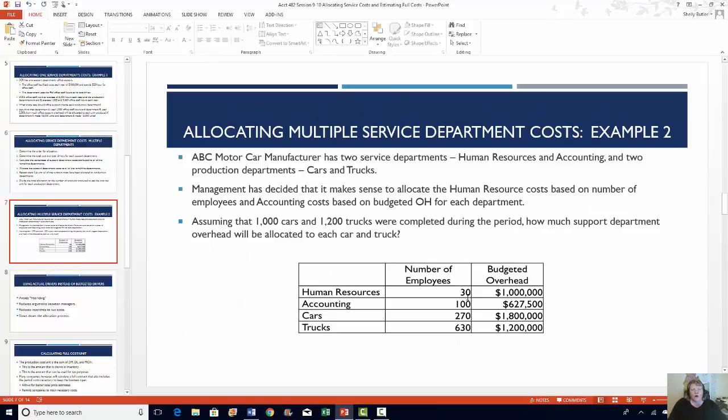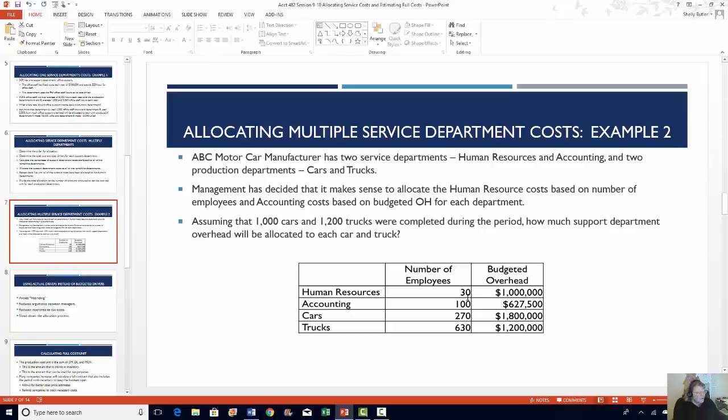ABC Motor Car Manufacturing has 2 service departments, Human Resources and Accounting, and 2 production departments, Cars and Trucks. Management has decided that it makes sense to allocate the human resource costs based on the number of employees and the accounting costs based on budgeted overhead for each department. Assuming that 1,000 cars and 1,200 trucks were completed during the period, how much support department overhead will be allocated to each car and truck?